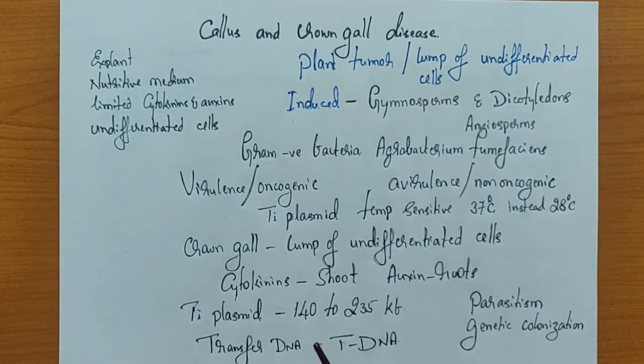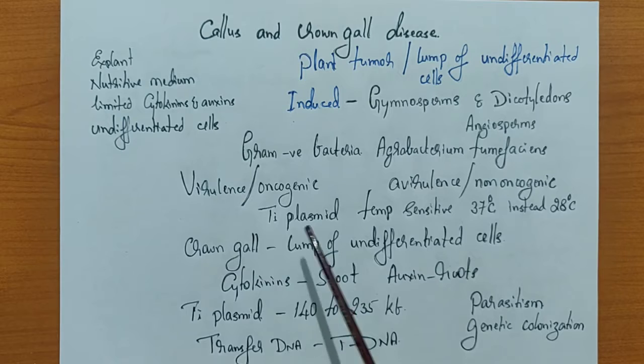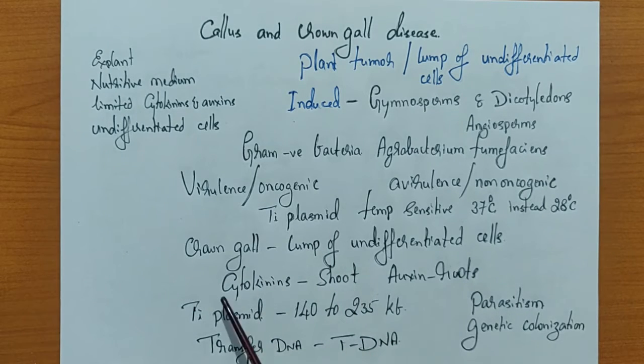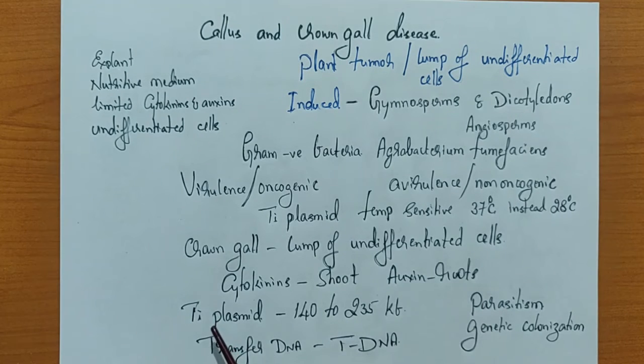We have to make sure that these plasmids harbor certain virulence genes. Because of these virulence genes, differentiation is going to be blocked. There is no way it can develop into a shoot, or into a root. All these virulence genes are present in the Ti plasmid.